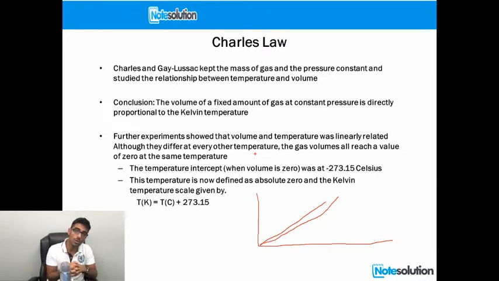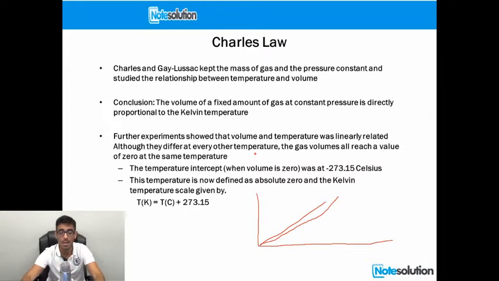What they also noted, though, is although the volume values differed at every other temperature, there was something common between all different types of gases: the gas volumes, all of them, reached a value of 0 at the exact same temperature. And guess what? When they examined this temperature, it turned out to be negative 273.15 Celsius.